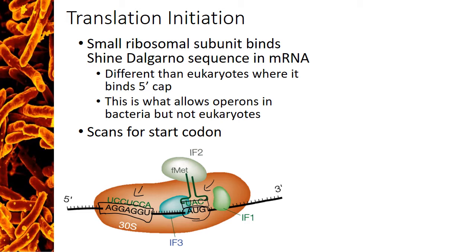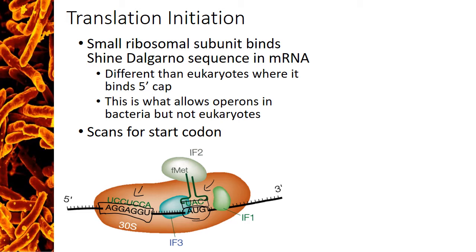This is different than in eukaryotes. In eukaryotes, the messenger RNA must be processed. A 5' cap and a poly A tail are added in order to get the messenger RNA out of the nucleus, and then the ribosome binds to the 5' cap instead of any particular messenger RNA sequence. This reason is the importance of operons in that the Shine-Dalgarno sequence can be anywhere in the messenger RNA, and it can be in multiple places.